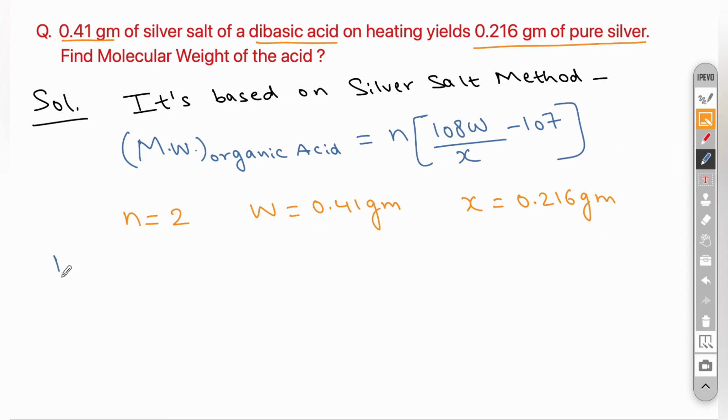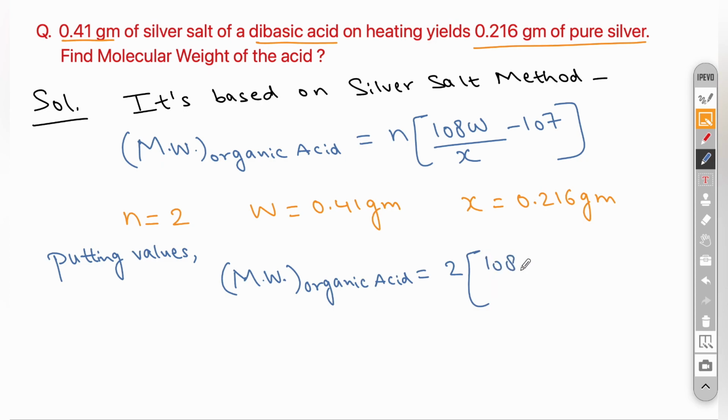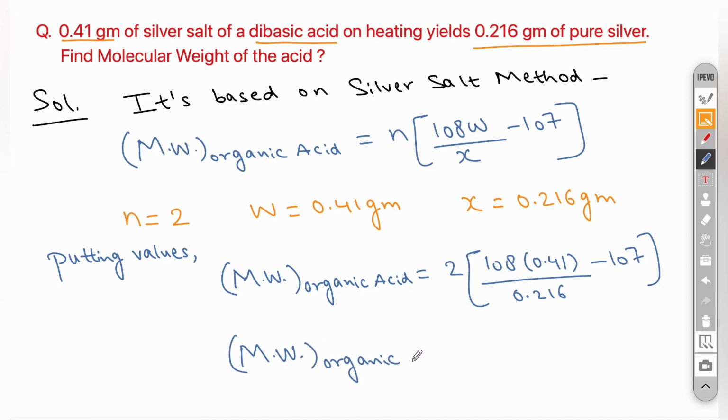Now putting the values, we will get the molecular weight of the organic acid is equal to 2 multiplied by (108 into 0.41 divided by 0.216 minus 107). On further solving, the molecular weight of the organic acid will come out to be 96 gram per mole, and this will be simply the answer.